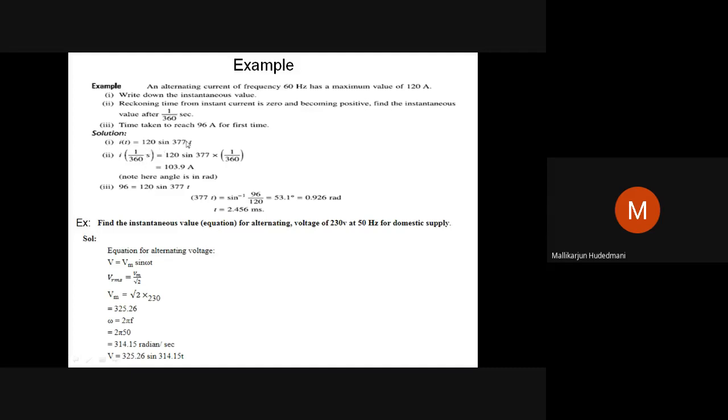If it comes out, your mathematical accuracy is correct, because it is a reverse process, checking by substitution in the equation like that. Correct? Now see here, find the instantaneous value.